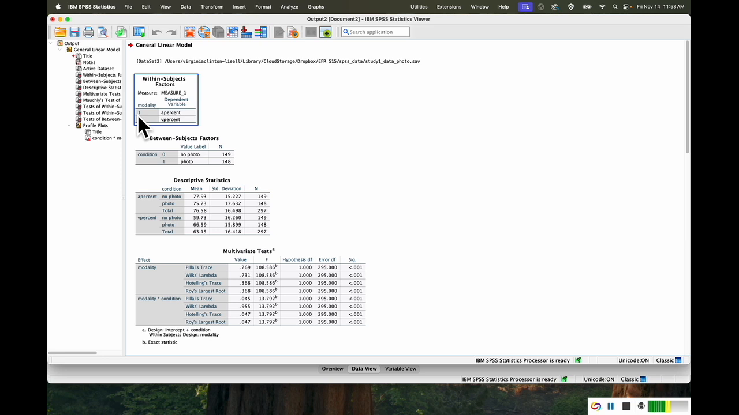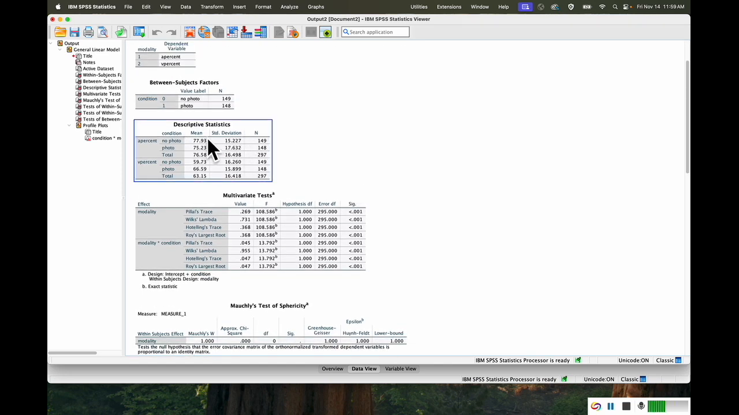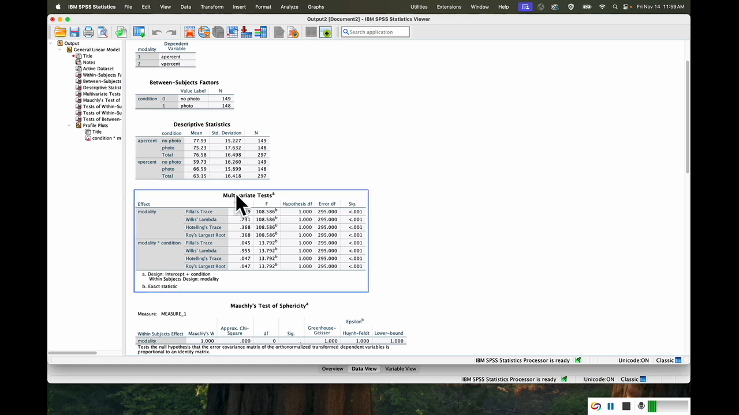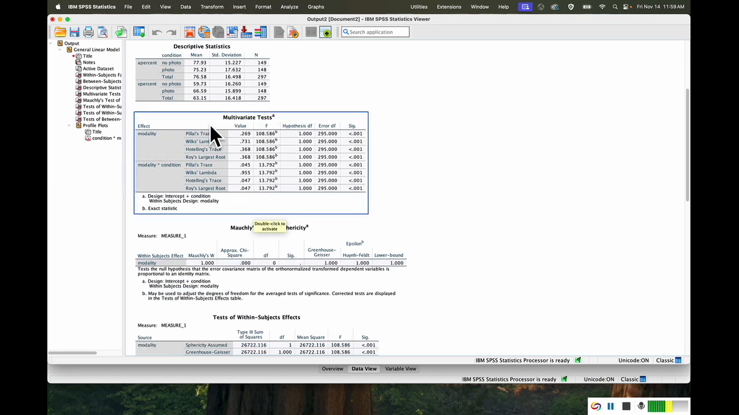Now you'll see here for modality, these numbers are important to keep track of because throughout the reporting and the SPSS output, within subjects comparisons are listed as the number for the level they are. They're not listed as their condition name. And then also condition 0, 1, no photo, photo. Here are descriptive statistics. We're just looking at these means. We can tell that the mean for audio percent is likely going to be higher than the mean for visual percent.